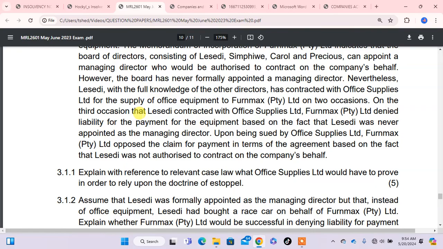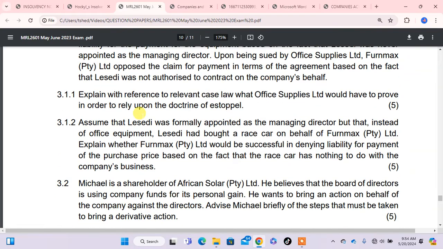Okay, we have answered question 3.1.1. Let's go to question 3.1.2. Assume that Lesedi was formally appointed as the managing director, but that instead of office equipment, Lesedi has bought a race car on behalf of Fanimex Ltd. Explain whether Fanimex will be successful in denying liability for payment of the purchase price based on the fact that the race car has nothing to do with the company's business.